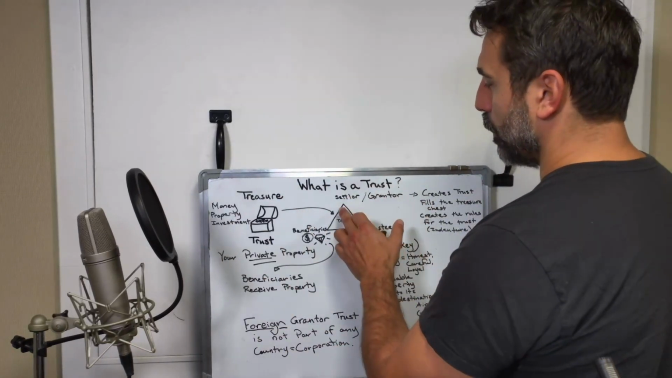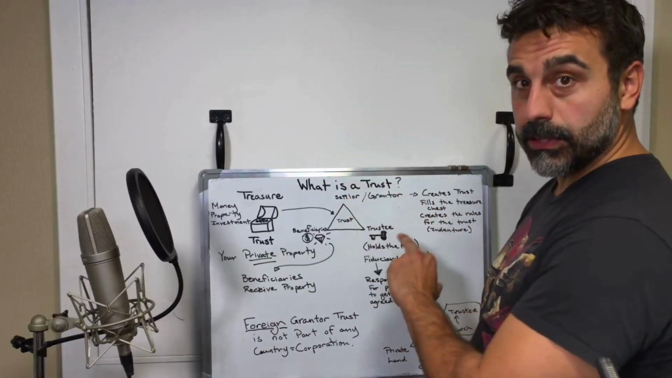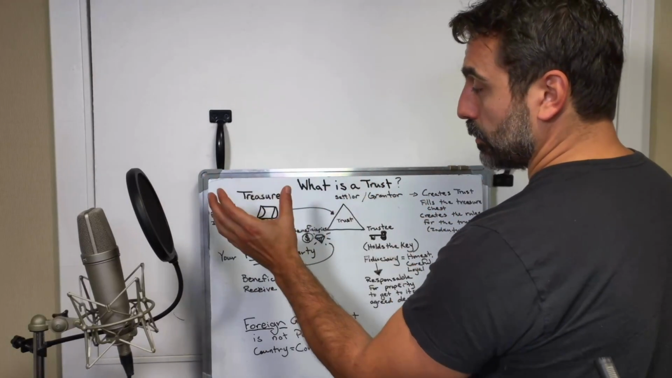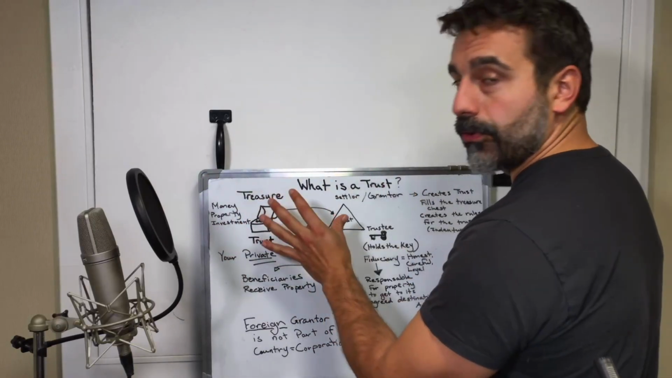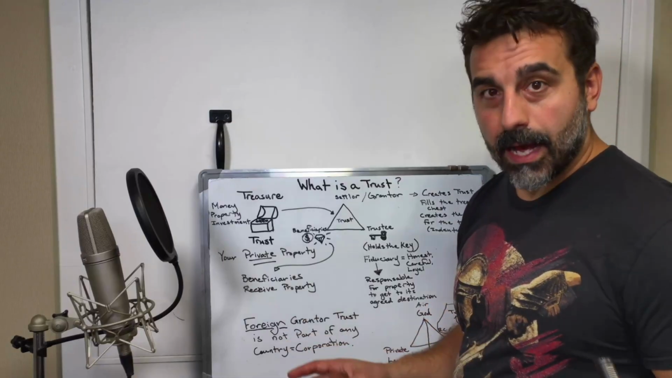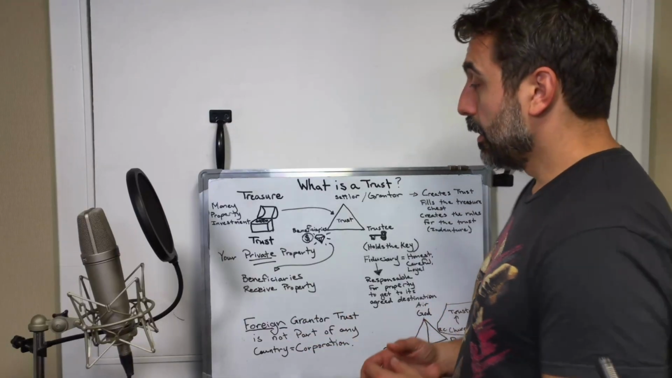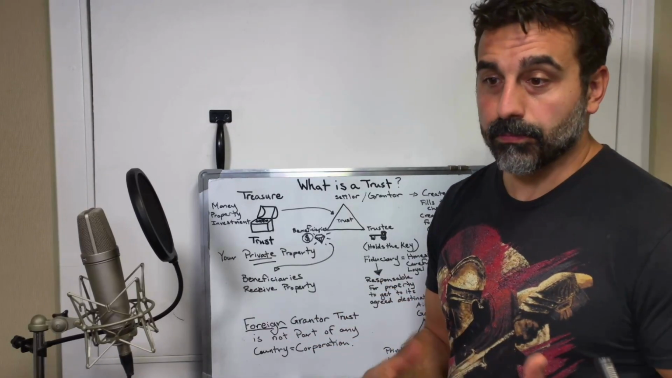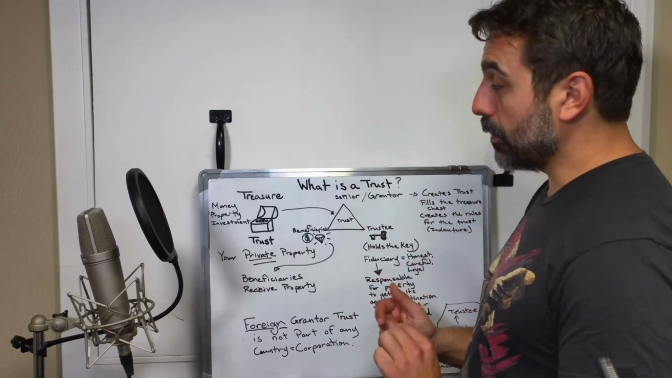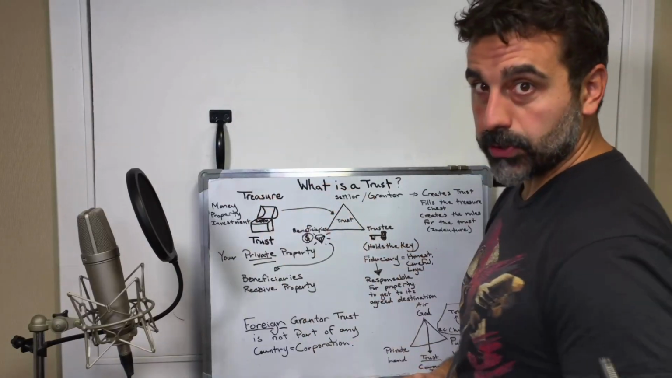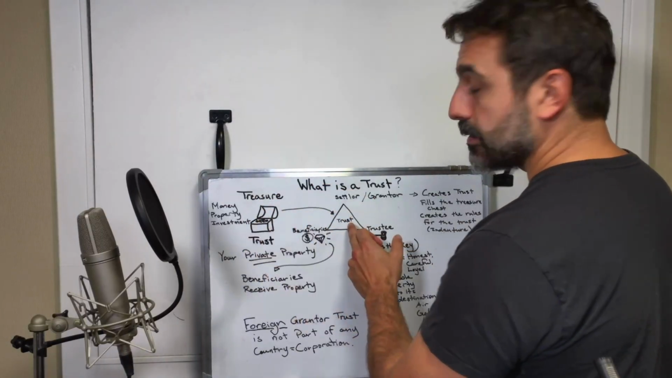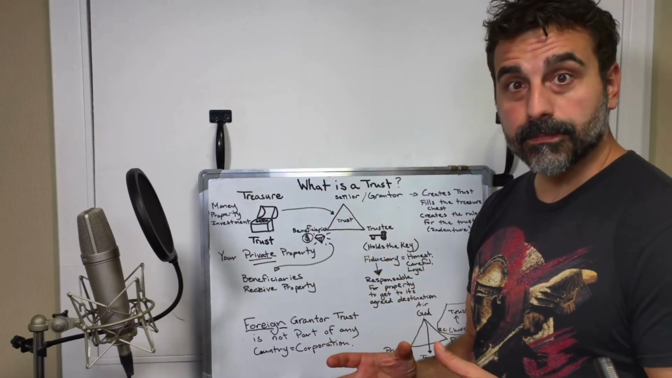So the settlor in Canada, grantor in the U.S., same thing, establishes that they want to put their property, whatever that is, money, assets of any kind, investments, housing, all of this can be put into that treasure chest. That treasure chest is the trust.